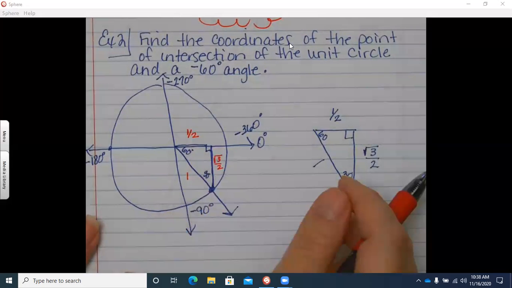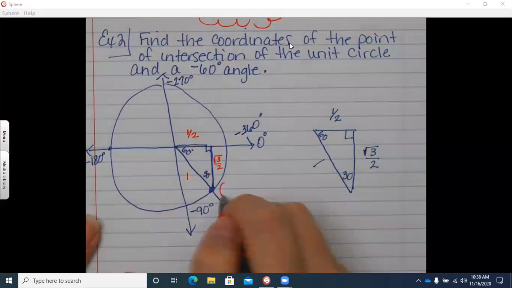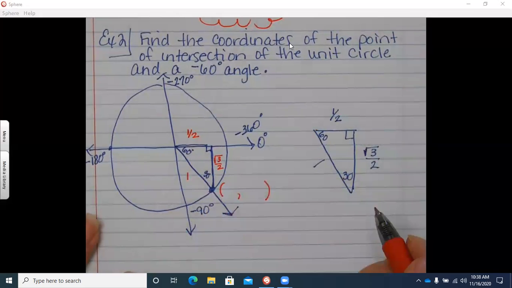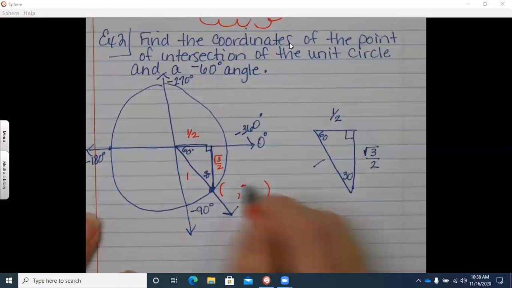Now remember, we're in quadrant 4. You're never going to find a negative measure of a leg. Distance of the leg of a triangle can't be negative. However, in quadrant 4, is your x going to be negative? No. Is your y going to be negative? Yeah. So even though the triangle doesn't tell you that y is negative, y is negative. You have to know that.